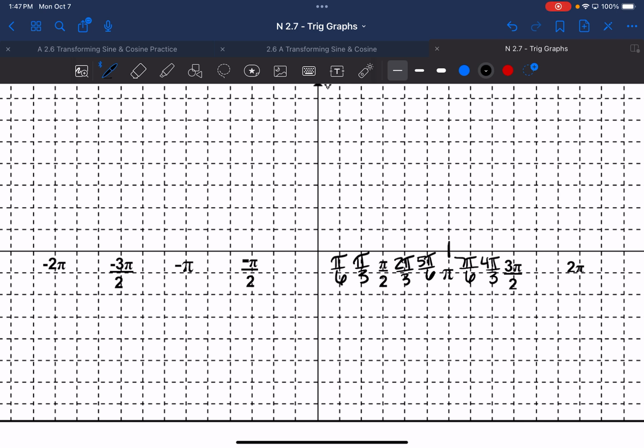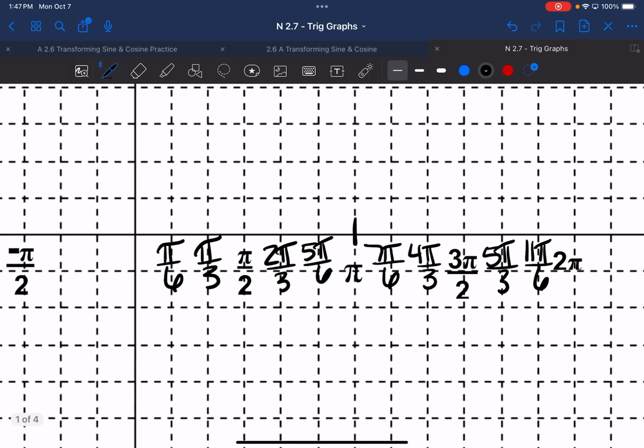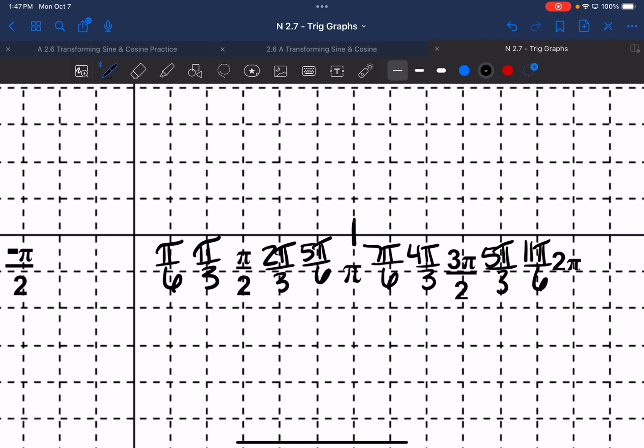And then you don't have to label it if you don't want to. 3 pi halves. And then after 3 pi halves, I would have 10 pi sixths, 5/3. And then 11 pi sixths, and then 2 pi. Okay? So again, you don't have to label it. I just wanted to point out to you guys that that's how much each line is increasing by. So that way we're not confused here in a second when we plot our points. Okay. All right, so now that we know how much each line is worth, let's go back to our table.